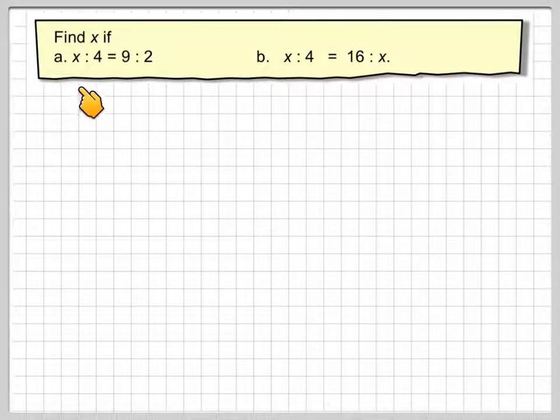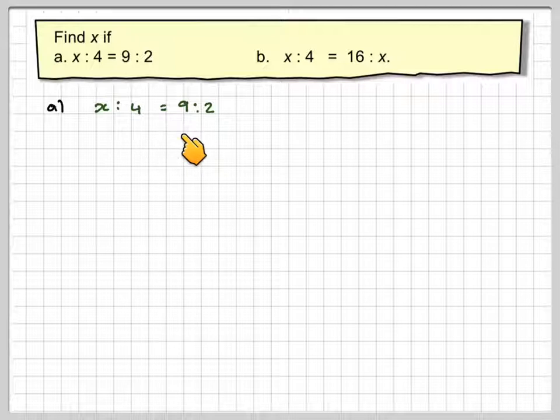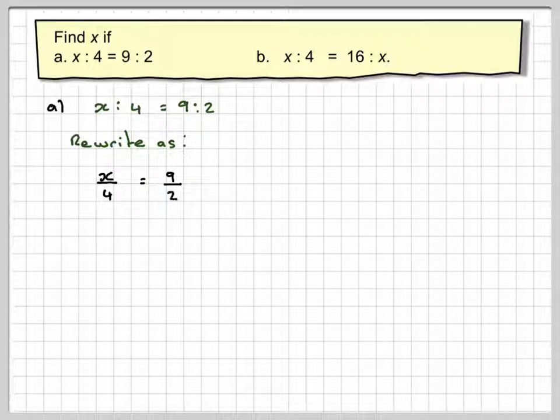Find x if a) the ratio of x to 4 is equal to the ratio of 9 to 2, and b) the ratio of x to 4 is equal to the ratio of 16 to x. Okay, so write that. Ratio of x to 4 is equal to the ratio of 9 to 2. Now, you can write a ratio as a fraction. So rewriting as x over 4 must be equal to 9 over 2.